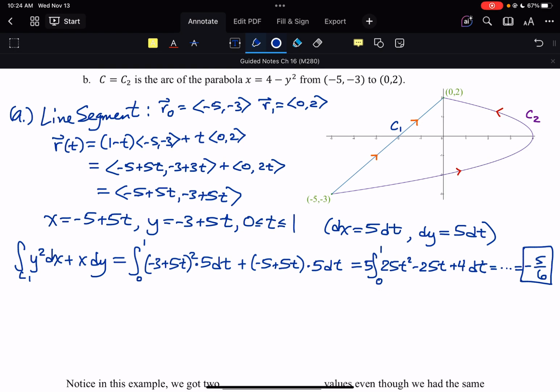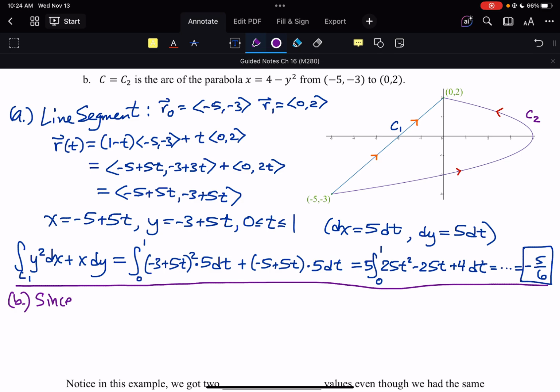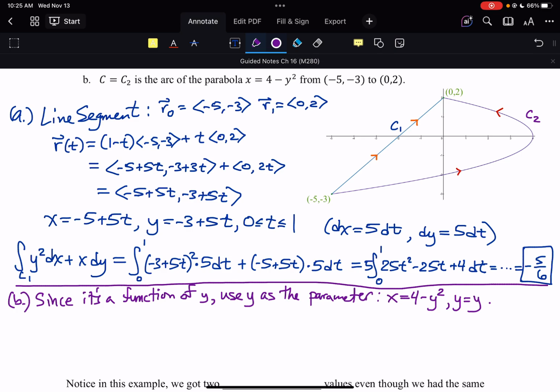For the second part, let me change up my color here. For part B, we have the arc of a parabola, x equals 4 minus y squared. Because it's given in this functional form with x in terms of y, we can go ahead and use y as the parameter. If we're ever given functions like this, we might as well use them to our advantage. So x is 4 minus y squared, y is itself, and y is going from -3 to 2.